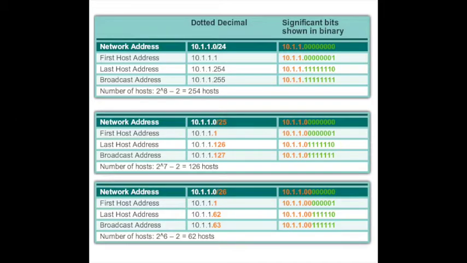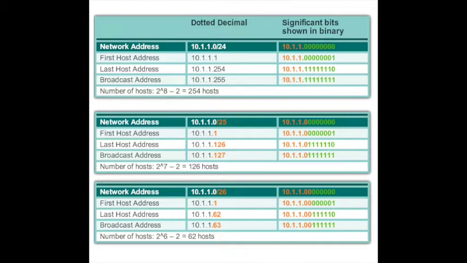Prefix length is another way of expressing the subnet mask. The prefix length is the number of bits set to 1 in the subnet mask, and it is written in slash notation followed by the number of bits set to 1. Depending on the number of hosts on the network, the prefix assigned may be different.